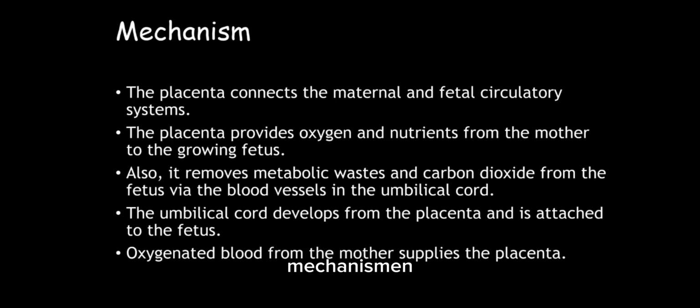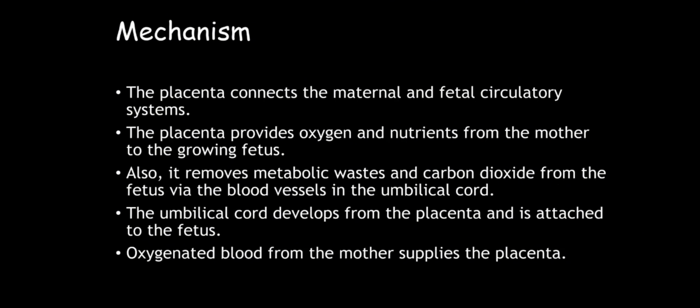Mechanism. The placenta connects the maternal and fetal circulatory systems. The placenta provides oxygen and nutrients from the mother to the growing fetus. It also removes metabolic waste and carbon dioxide from the fetus via the blood vessels in the umbilical cord. The umbilical cord develops from the placenta and is attached to the fetus.